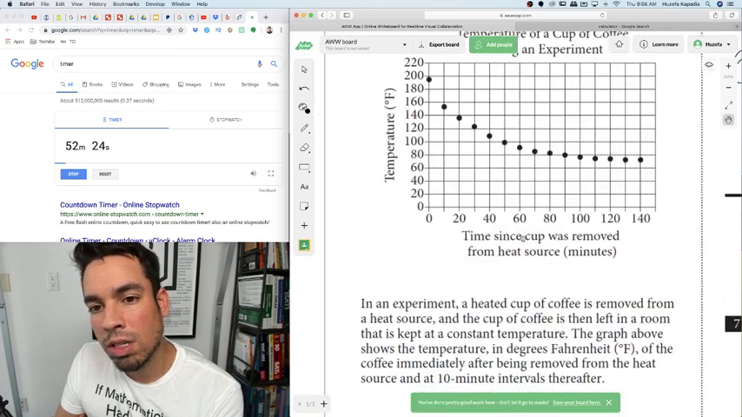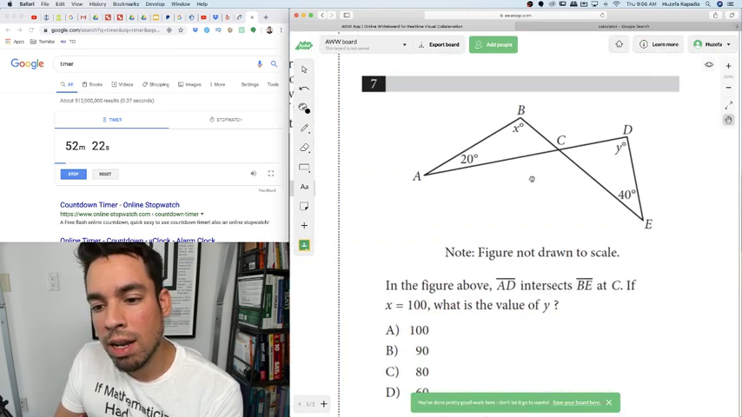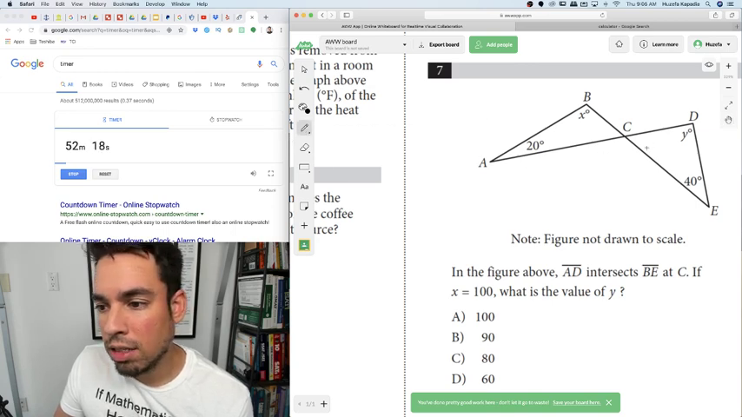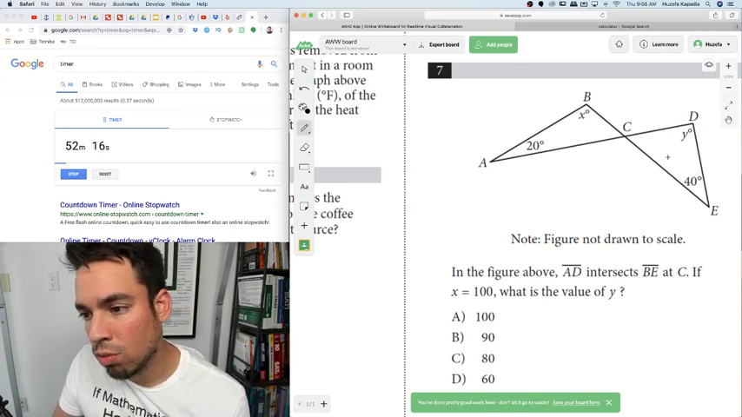Wait, is that it? 5 and 6? Yeah. All right. Next, in the figure above, AD intersects BE at C. If x equals 100, so I'm going to plug that in. What's the value of y?